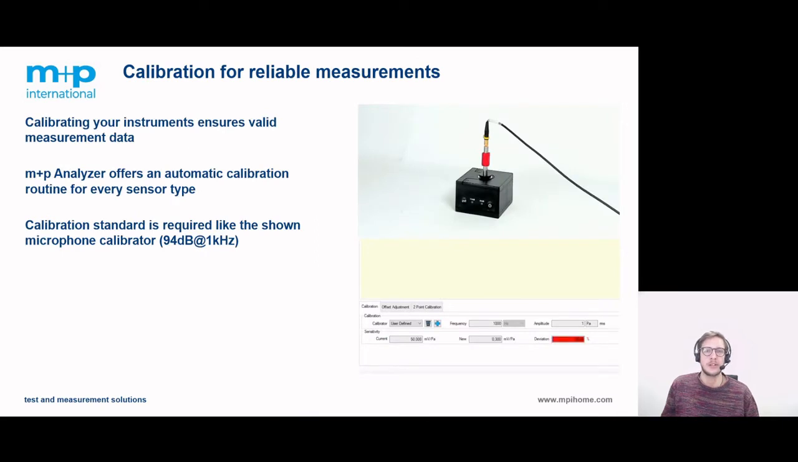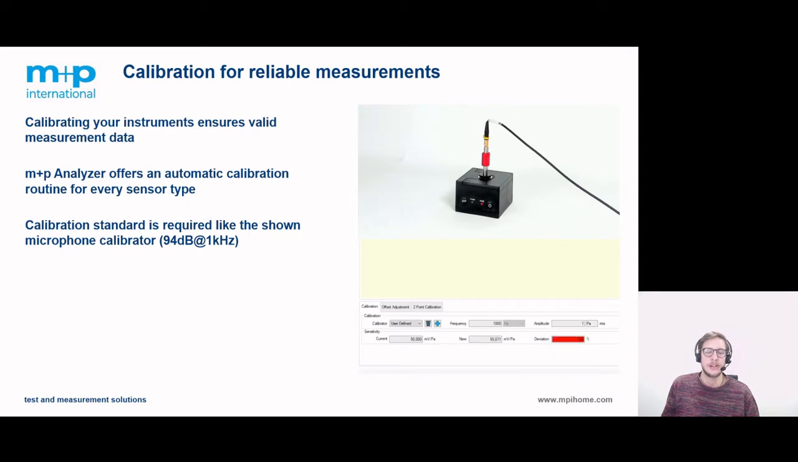Before going into action, there's something really important you should do before every measurement. That is calibrating your sensors and instruments. Calibrated sensors ensure your valid measurement data. M+P Analyzer offers an automated calibration routine for every sensor type, for example, accelerometers, microphones, or voltage sensors.